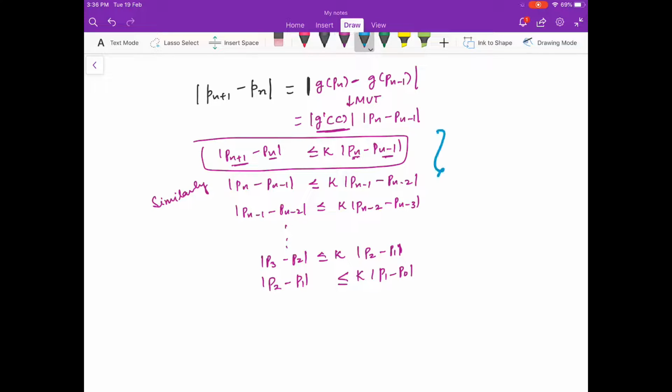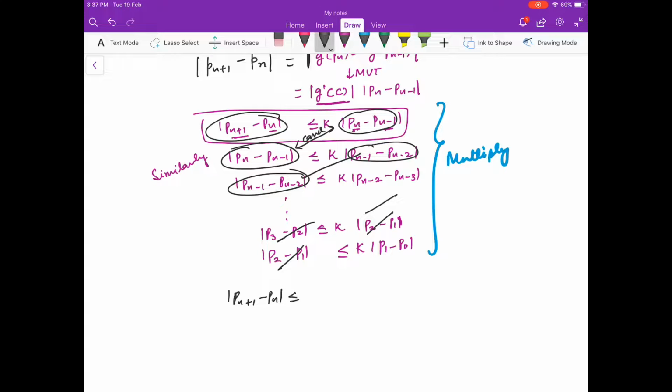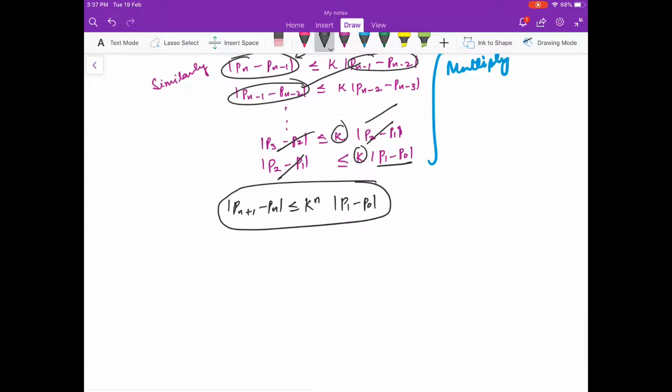So you multiply all these. When you multiply, these two factors will cancel. These two factors will cancel. So on the left hand side you will be left with |Pn+1 minus Pn|, and on the right hand side you will have k raised to power n and only this factor |P1 minus P0|. Okay, so call it star.